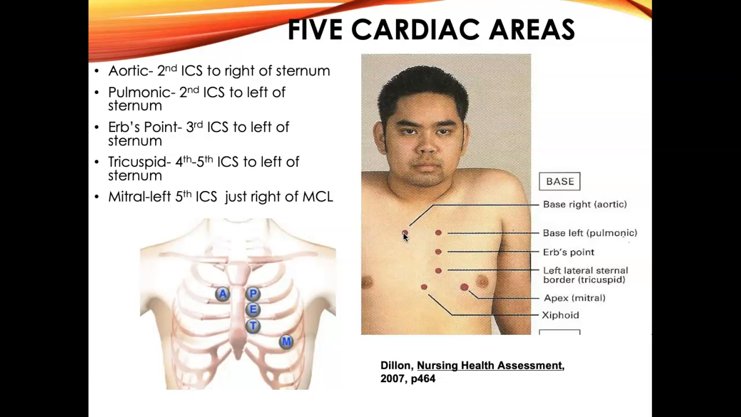If you go right across the sternum, on this side, that is the pulmonic area. That is the second intercostal space to the left of the sternum. Erb's point, that is the third intercostal space to the left of the sternum. The tricuspid area is either the fourth or fifth, depending on a client's anatomy, intercostal space just to the left of the sternum. And the mitral area is the fifth intercostal space just to the right of the midclavicular line.